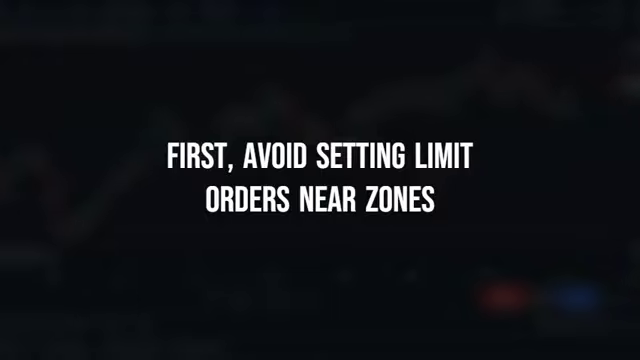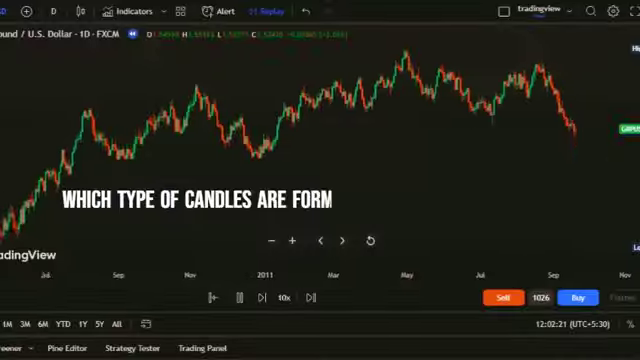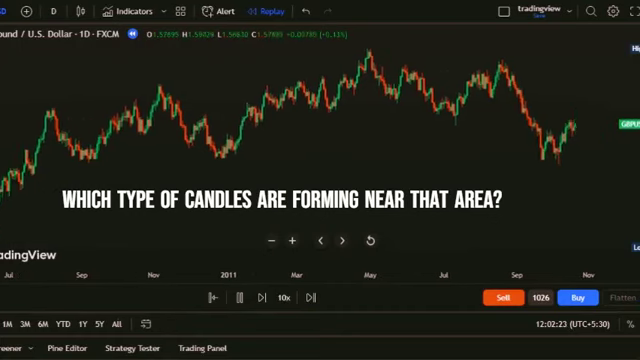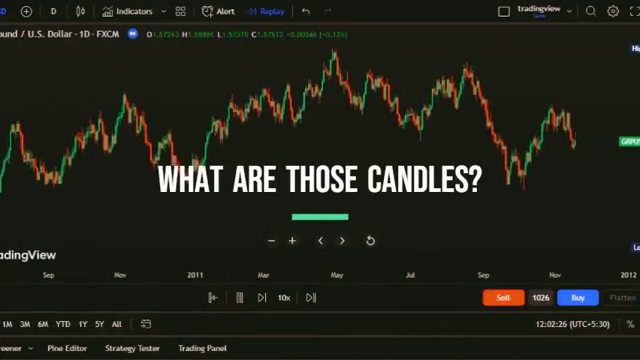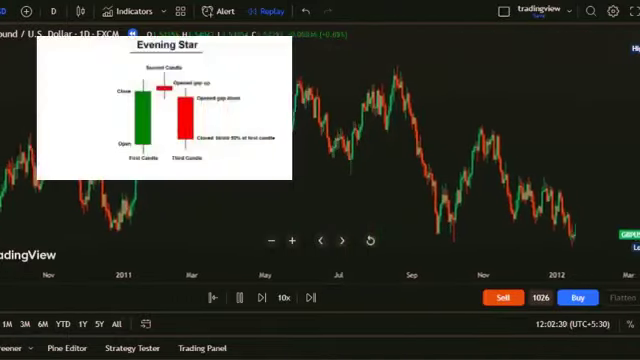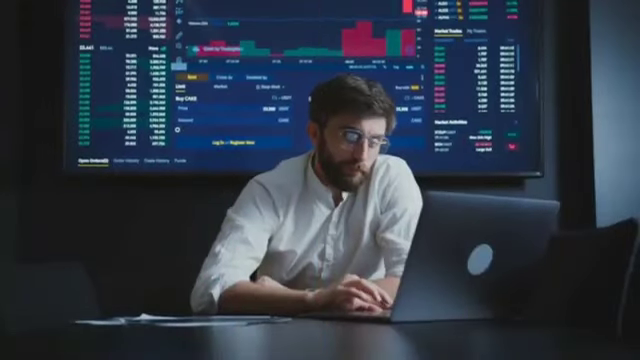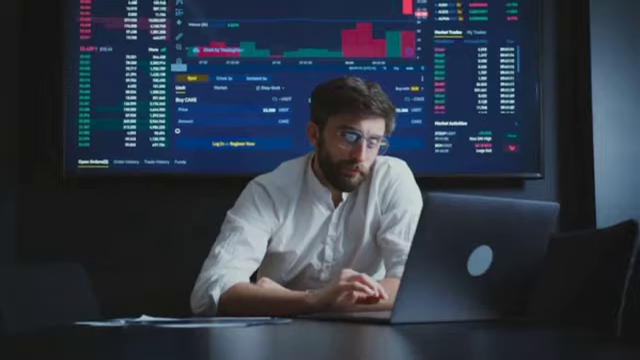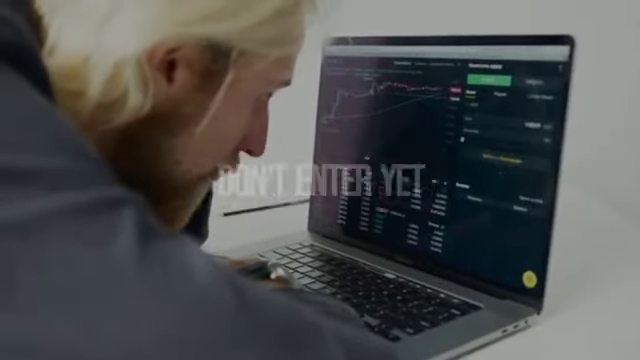First, avoid setting limit orders near zones and check the price manually, like which type of candles are forming near that area. What are those candles? Are they small body candles, large body candles, or is it an evening or morning star? Once you're confident about the candle, like you're really confident that it is a morning star or an engulfing candle, wait for trend confirmation. Don't enter yet.